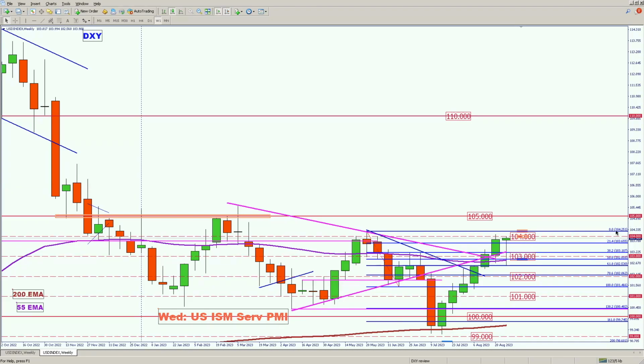It's attempting to retest this swing high, and if it does break out higher, then that's a significant breakout, trying to get to the 105, which is a critical resistance since the start of the year.